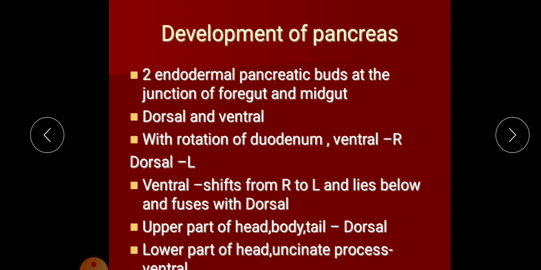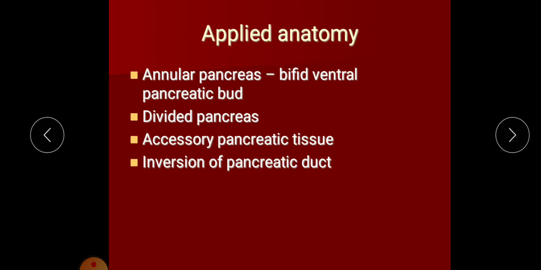This upper part of the head, body and tail will be developing from the dorsal pancreatic bud, and the lower part of the head and the uncinate process from the ventral pancreatic bud. Fine. So I think with that you are familiar with the development of the pancreas plus the duct system you have to mention, plus some applied aspects.